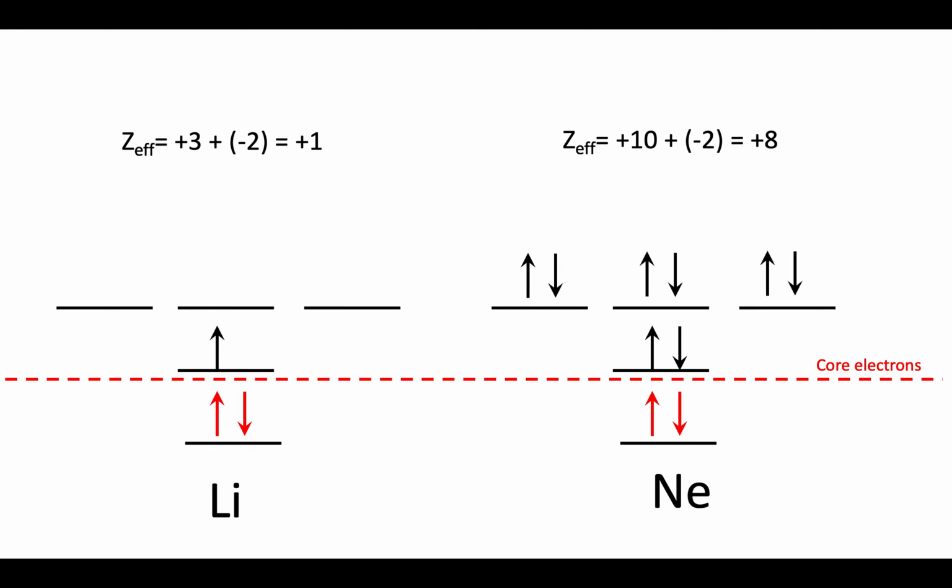Both lithium and neon have two core electrons, but the nucleus charge of lithium is plus 3, whereas it's plus 10 for neon. So the effective charge of neon is plus 8 compared to a charge of plus 1 for lithium. So those 6 valence electrons in neon will feel a +8 charge compared to a +1 charge for the 1 electron in lithium. Therefore, even though there are more electrons in the n equals 2, neon will be smaller because that larger effective nuclear charge will pull those electrons in more tightly, and therefore the atom will be smaller.